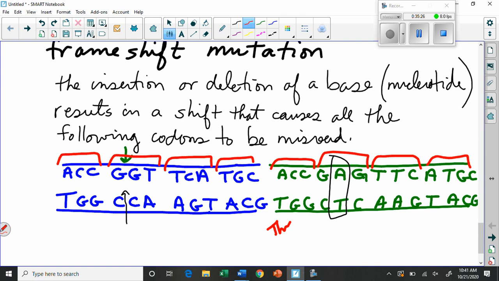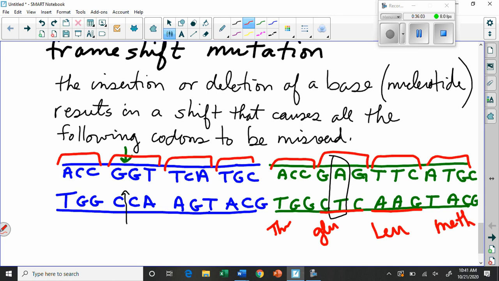So if we're looking at the bottom of those frames, the TGG still codes for threonine, but the new CTC on the bottom, right here, in this new frame, is going to code for, I think, glutamine. And then looking at this one, it's a new AAG, and that's going to code for leucine. And then this one's going to code for methionine, I think.